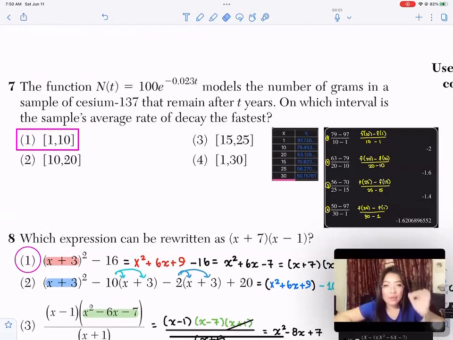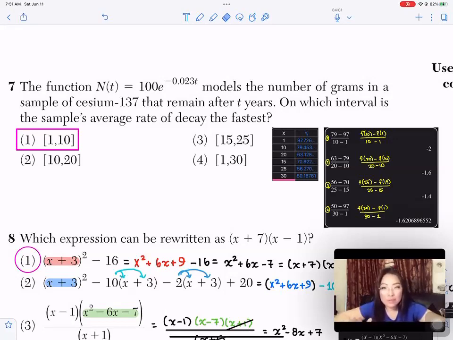Number 7, the function N of t equals 100. You have this equation and they want to know which decay is the fastest. So what do you have to do? I hope you see what you have to do. You have to do N of 10 minus N of 1 all over 10 minus 1. And that could be troublesome.